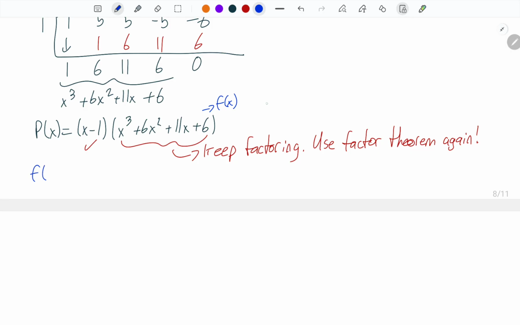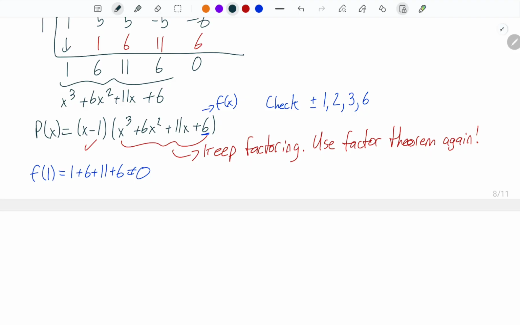We know that we need to test out factors of the constant, which are just going to be, well, for 6, the same ones we checked out before. 1, 2, 3, and 6. And so just start testing out numbers. If you check f of 1, well, it's all pluses actually. So 1 plus 6 plus 11 plus 6, that's not going to work.